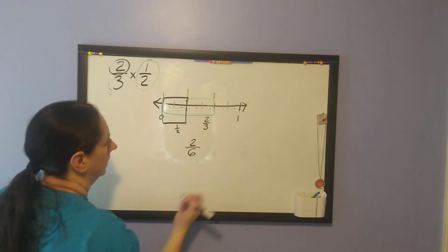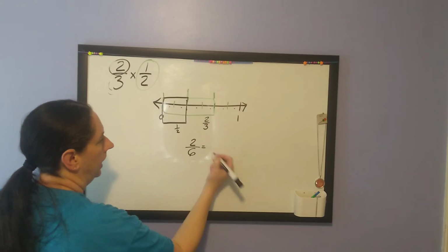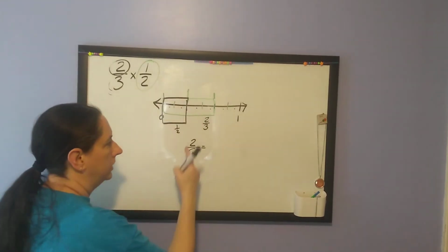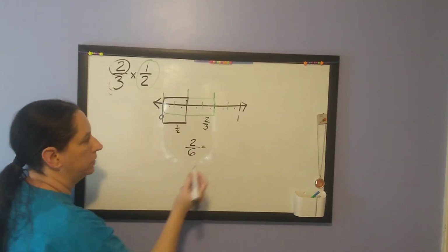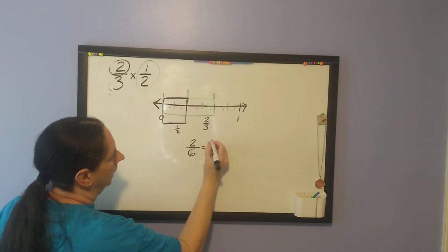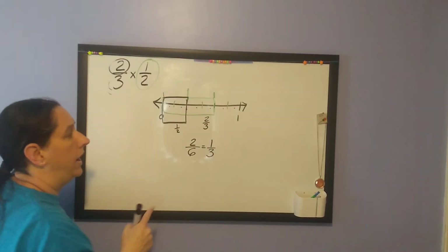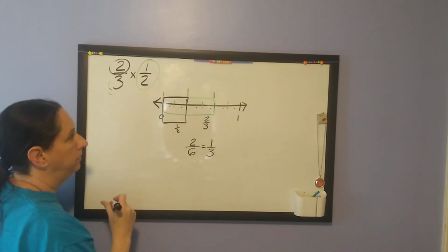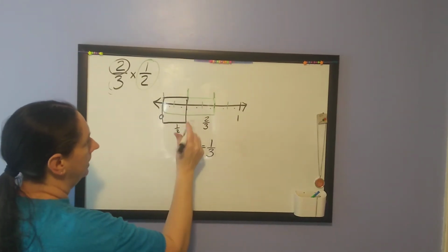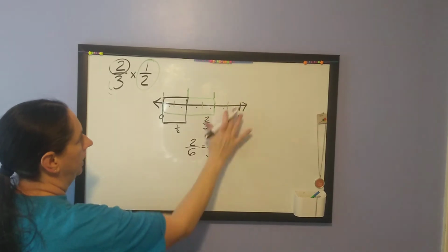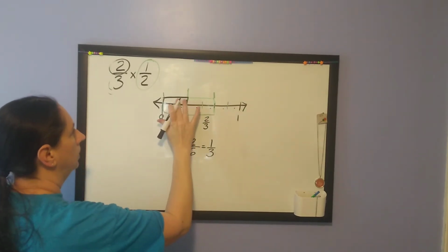2, 6. I know that this can be simplified down because 2 and 6 are both multiples of 2. So 2 divided by 2 is 1. 6 divided by 2 is 3. So I have 1/3.